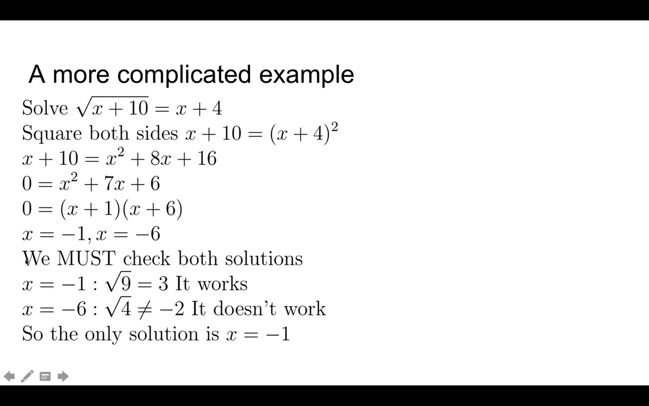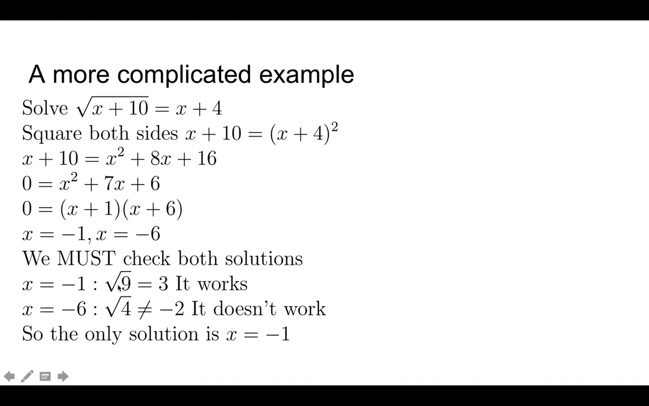So if we plug in x equals -1 into the original, -1 plus 10 is 9. Square root of 9 is 3. On the other side, -1 plus 4, 3. Everything works out. If we try -6, -6 plus 10 is 4. Square root of 4 is 2. On the right side, -6 plus 4 would be -2.